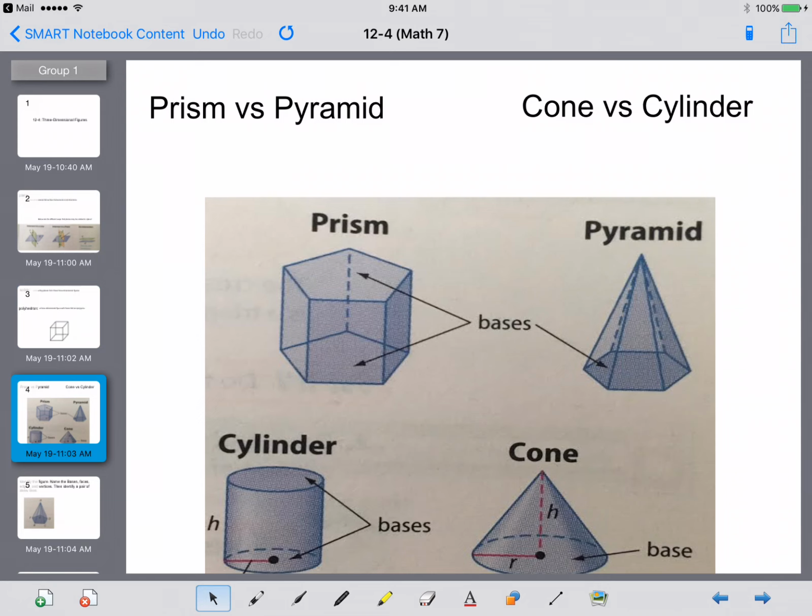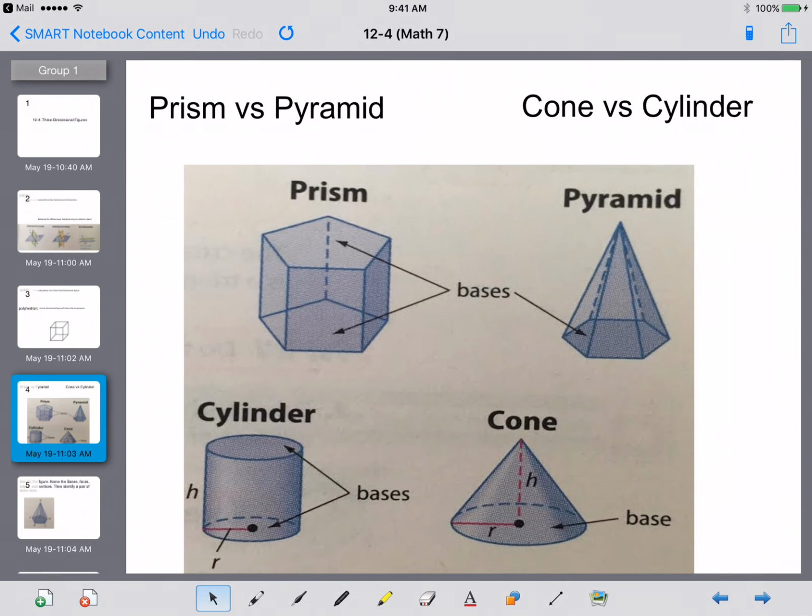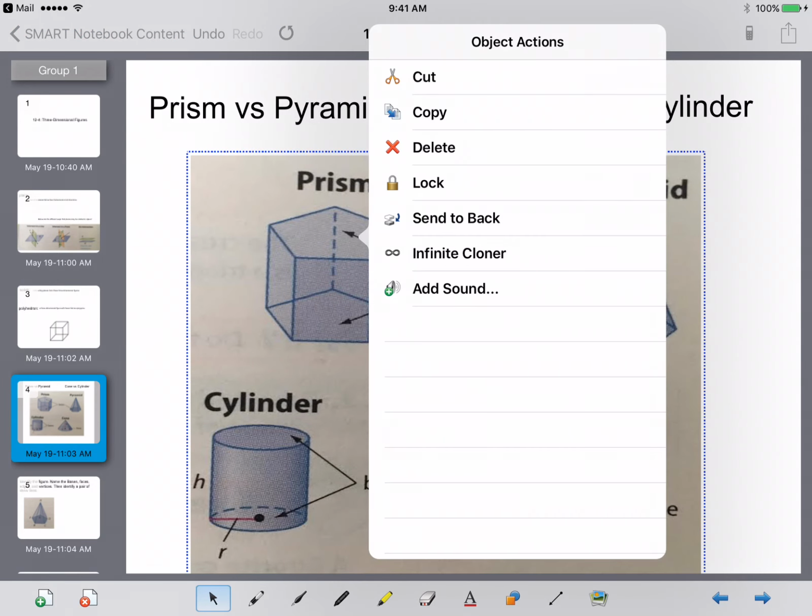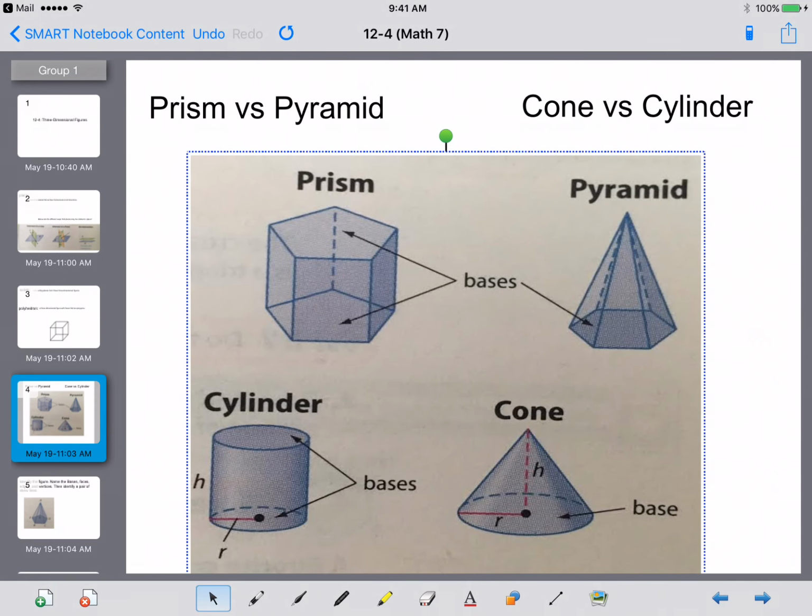Now we've got pyramids versus prisms and cones versus cylinders. So pyramids and prisms have one main difference. A prism has two bases, a bottom base and a top base. A pyramid only has one base, and then they all come together to form a point at the top. So prisms have two bases, pyramids only have one.